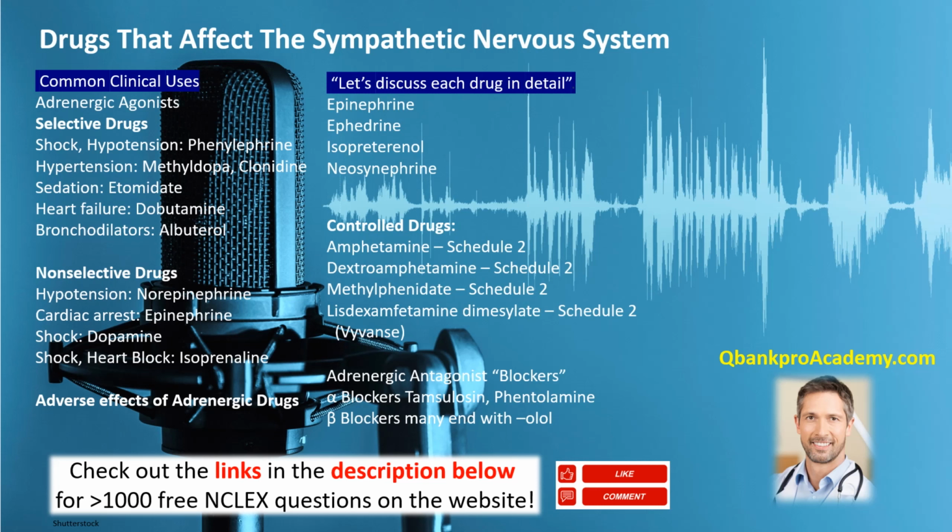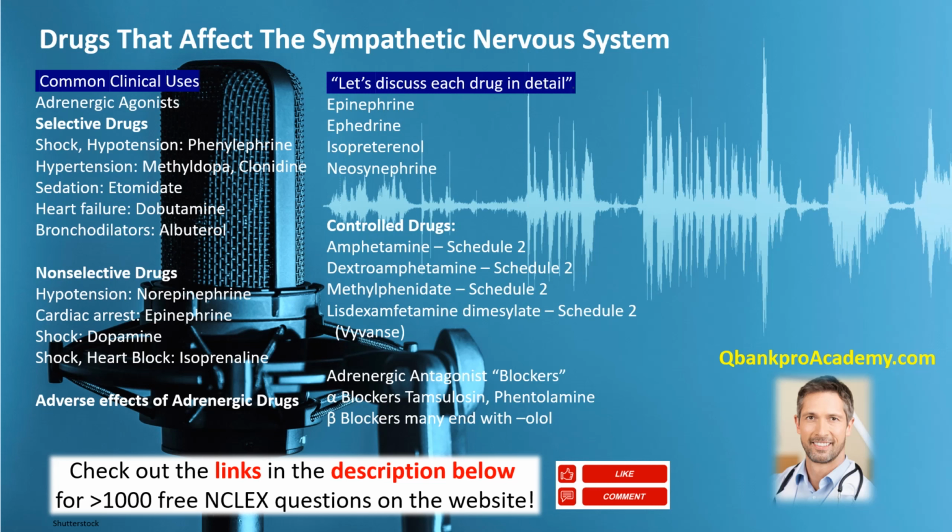Other adrenergics that we want to mention include ephedrine. Ephedrine is a mixed-acting adrenergic drug. It stimulates both alpha and beta receptors. It is longer lasting than epinephrine. Pseudoephedrine is another adrenergic, and it is used for its bronchodilating and nasal decongestant properties.